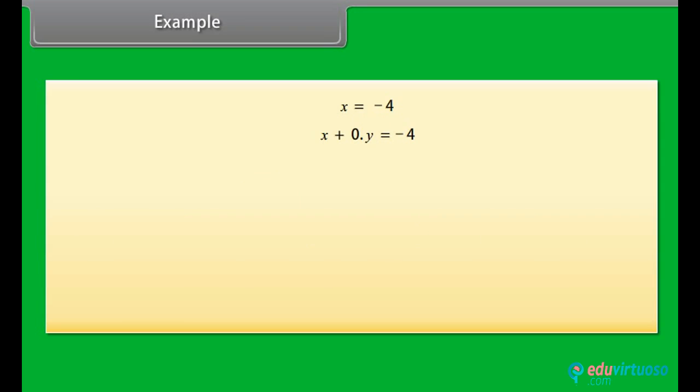Now we know that x is equal to minus 4 can be written as x plus 0y is equal to minus 4. And this becomes a linear equation in 2 variables. So the equation reduces to x is equal to minus 4. So we get the first solution of the equation, that is (minus 4, 0). Since the value of y can be anything, the other solution of the equation is (minus 4, 2).